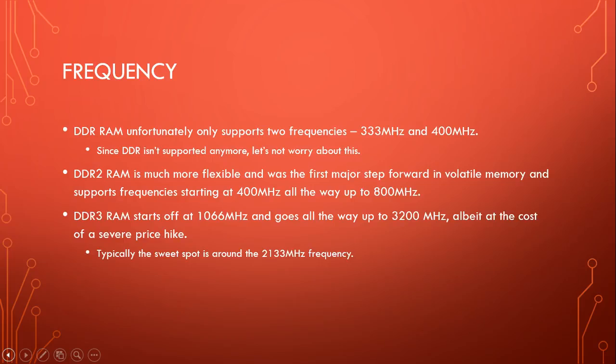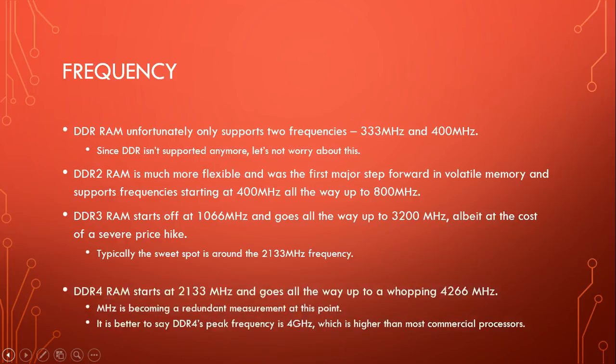Now, of course, as you start going to those higher frequencies, you start running into some more severe price hikes, because it's more expensive as you increase the frequency range. Typically, when people are building their own machines, or you're looking at purchasing, the sweet spot to be around is 2133 megahertz. You can go higher if you want to pay a little bit more money, but typically a lot of people for the DDR3 aim for the 2133.